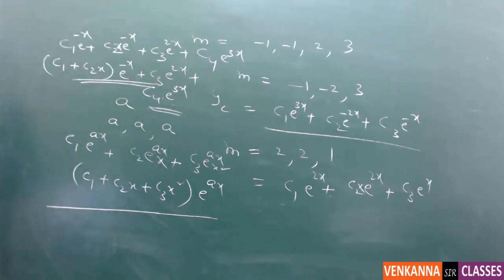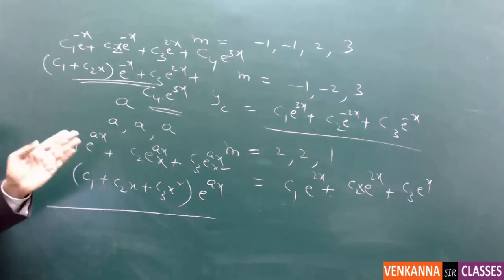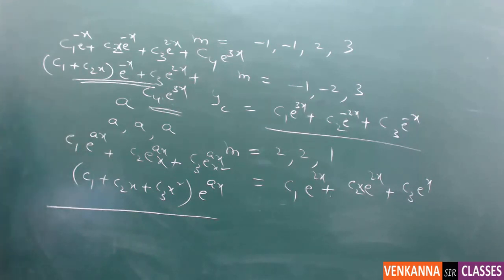Now you have the clarity on how to write the distinct roots and how to write the repeated roots. Accepted? Is this part clear to everyone? Right. Now I go to the next part, that is complex roots.